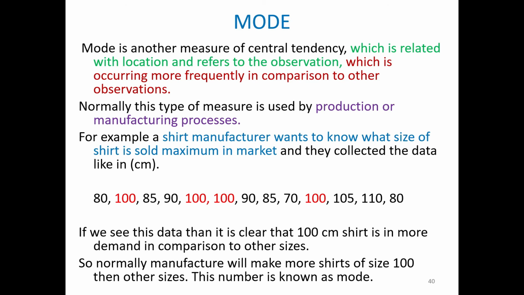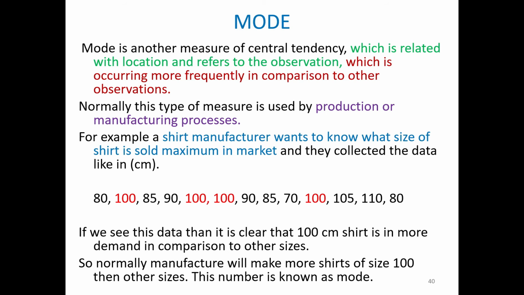Next we will go for the next measure of central tendency, which is known as mode. It is related to the location and refers to the observation. That is, the mode is telling us which value is occurring more frequently in comparison to other observations. So mean is a central value, and here the mode is telling us which value is appearing the maximum number of times, and normally we use it for the production or manufacturing process.